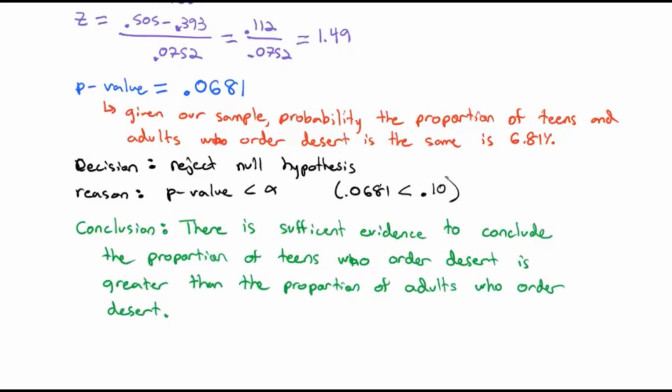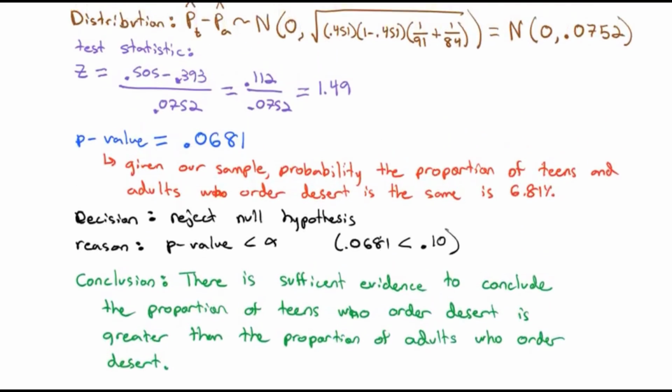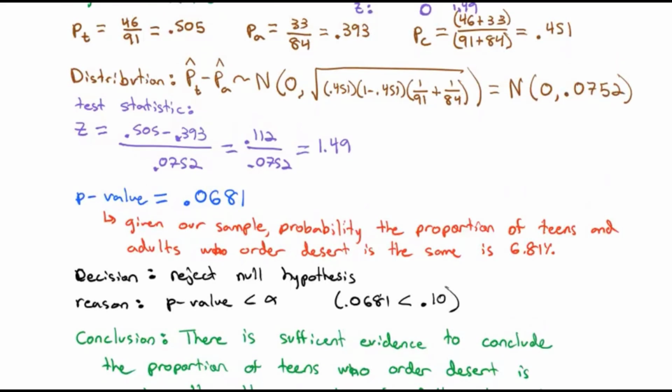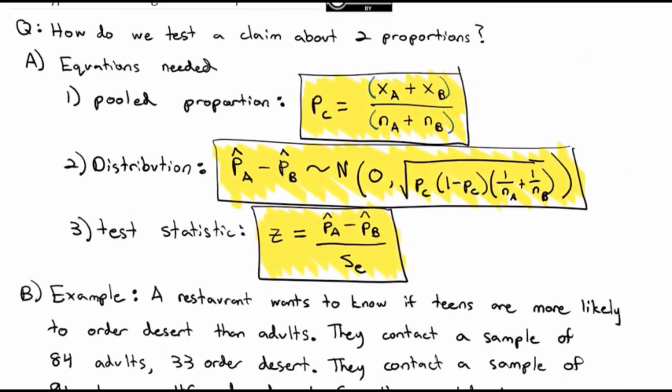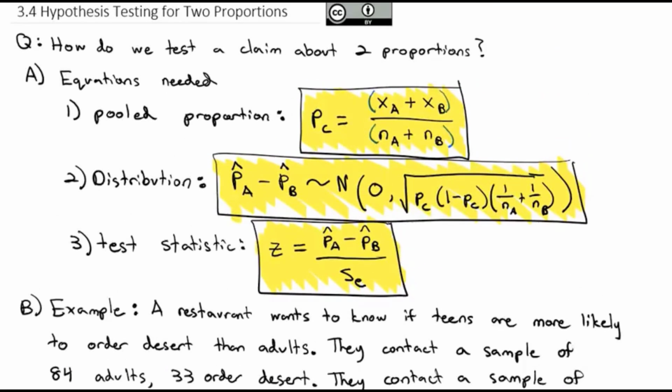You should feel like what we just did was very, very similar to the hypothesis testing for a single mean. The only difference that we had to do was we had to find this pooled proportion and a new standard error to calculate our test statistic. But the process of the hypothesis test remains the same regardless of what we're testing.